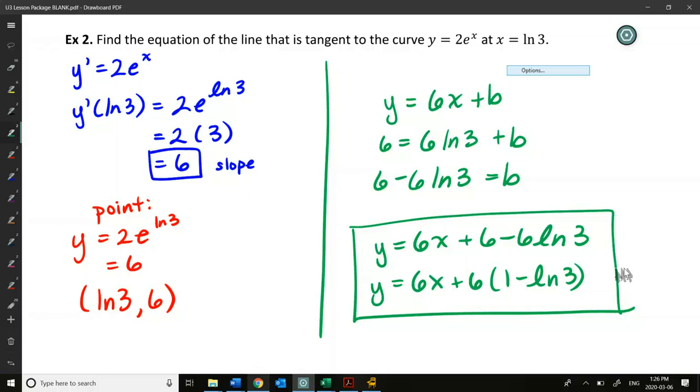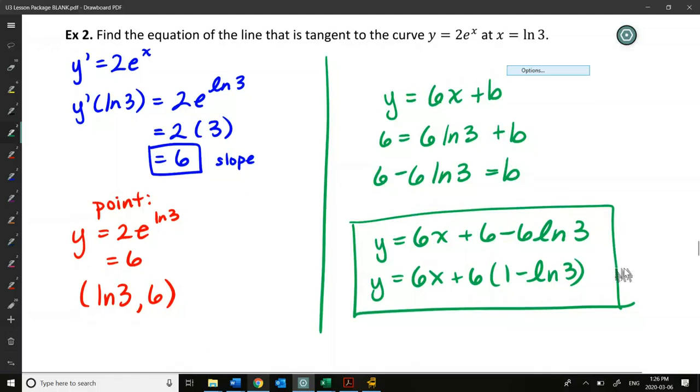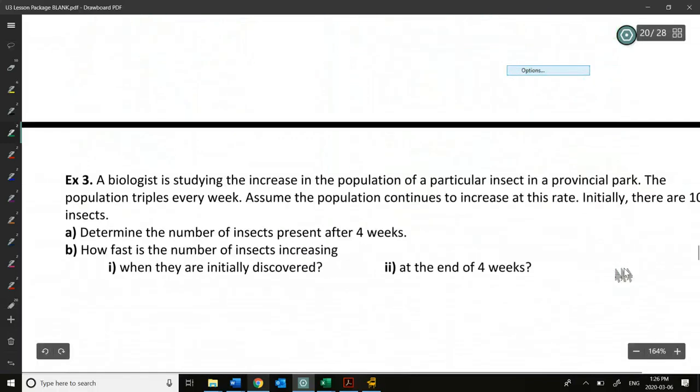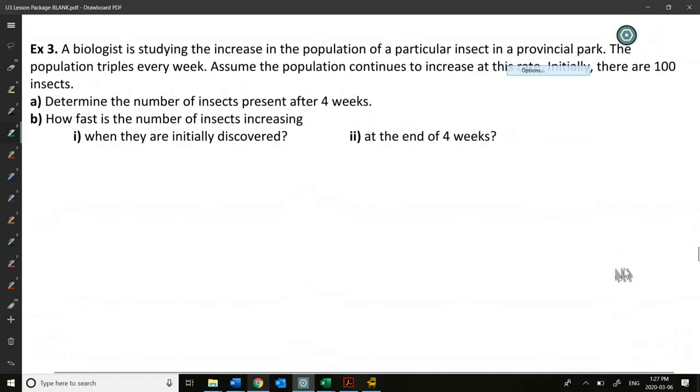Okay, so same process as always. Find the derivative, find the slope at the x value, find the point on the tangent line, plug it into y equals mx plus b, solve for b. Any questions on this one? We're good? Vanessa, you good on this? Okay. All right.